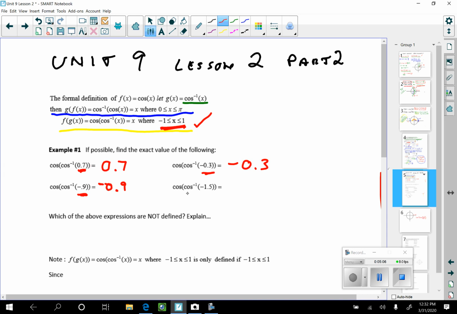And now on this particular expression, cosine of inverse cosine of negative 1.5, what do I know? I know that negative 1.5 is not in the domain of inverse cosine, so this is undefined. Hey, that is undefined.